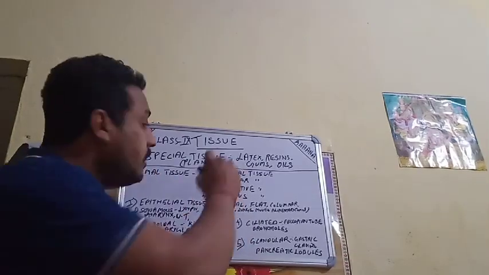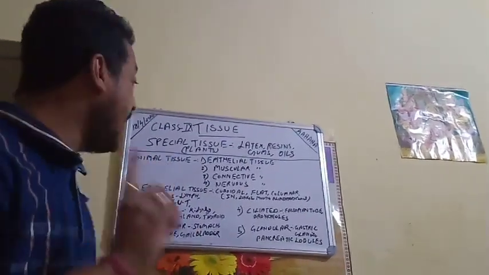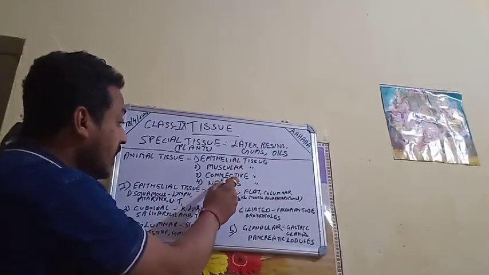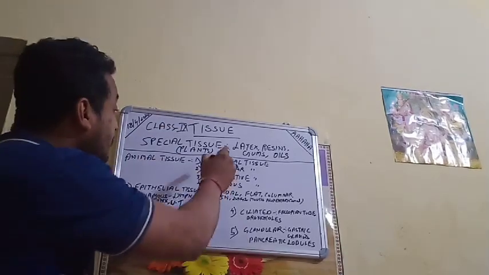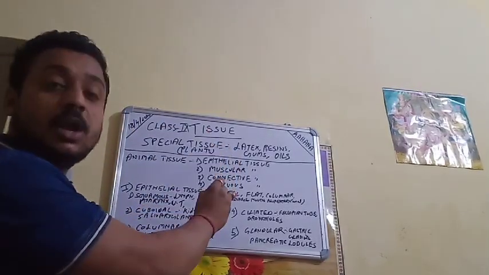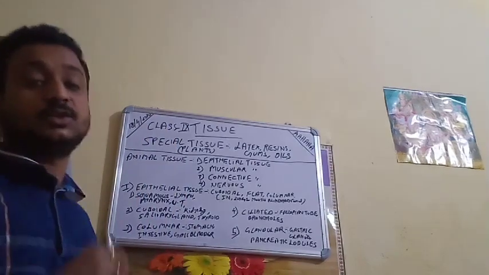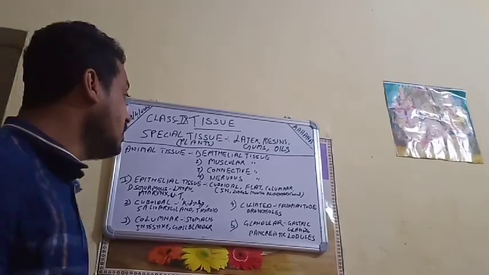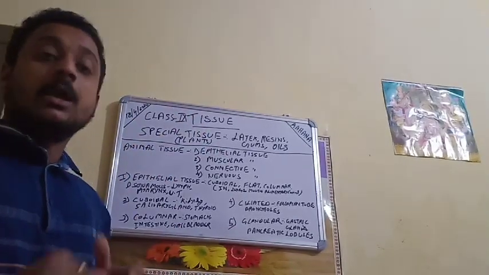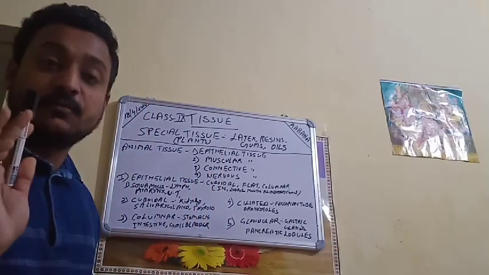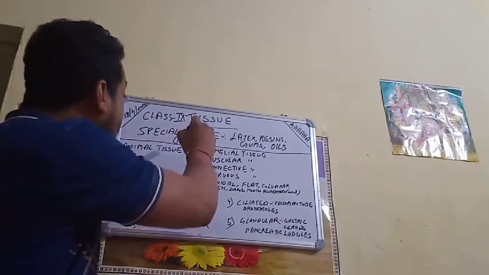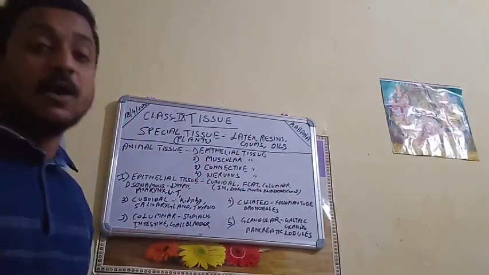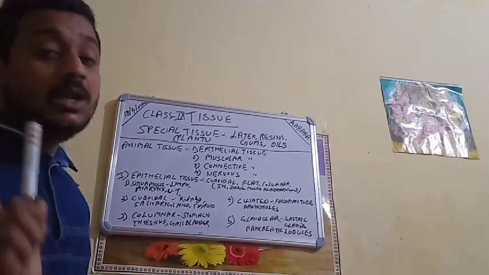Now we will talk about animal tissue. This is the main part. Animal tissue has four different kinds of tissue: epithelial, muscular, connective and nervous. I repeat, epithelial tissue, muscular tissue, connective tissue and nervous tissue. There are four kinds of tissue found in the animal body. The animal cells nicely combine to form these four kinds of tissue. Today we will see only epithelial tissue.